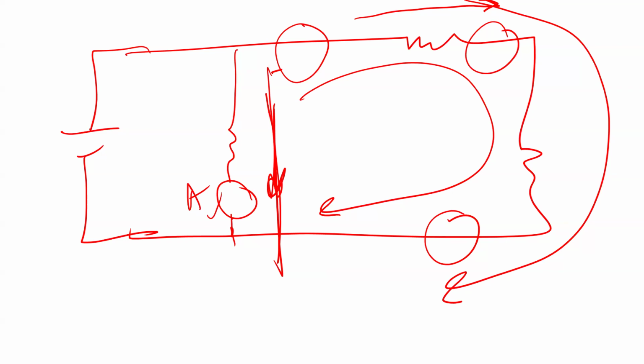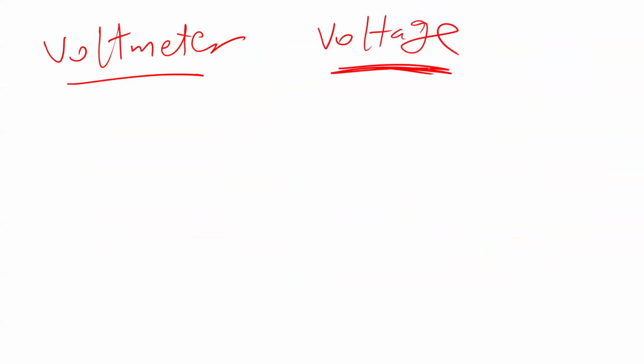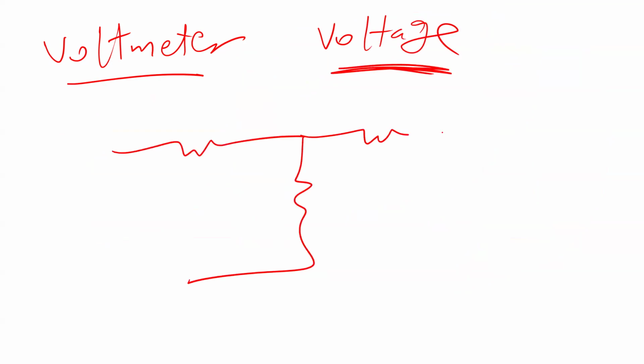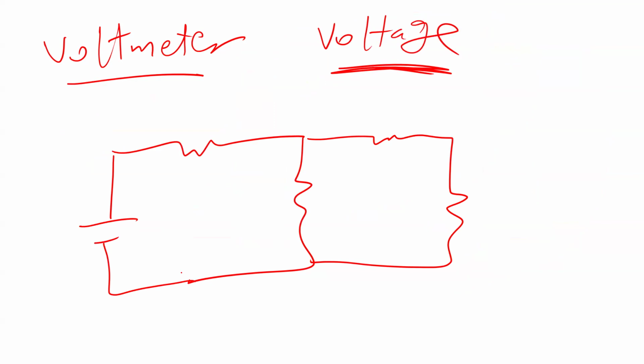Now I'm going to move to the second device, the voltmeter. A voltmeter is used if you want to measure the voltage across an element. For example, if you have a circuit like this one, and I want to measure the voltage drop here, I want to get V. As long as you want to measure the voltage, you have to use a voltmeter.